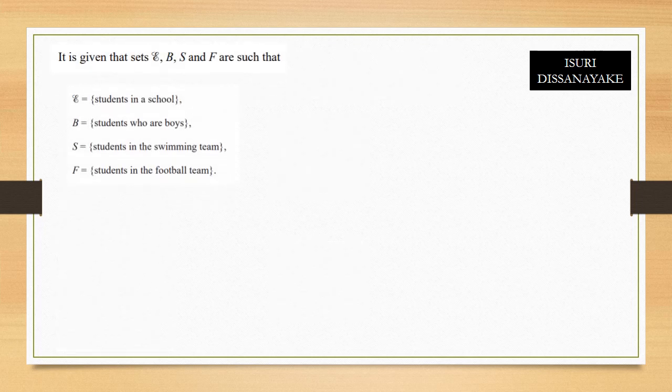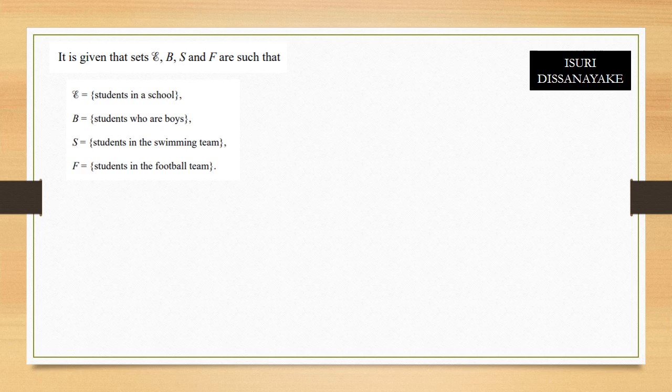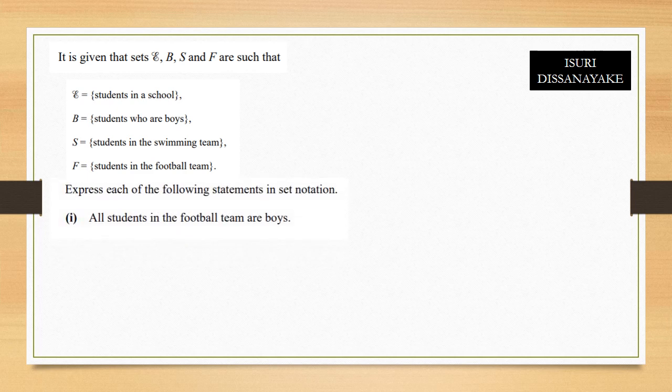Next one. So the next question: the universal set is students in a school. The set B, they are the boys. Set S, the swimming team. F, the football team. So the first question is to use set notation to say that all the football team are boys. So you try doing the question: all the students in the football team are boys. Think and write the relationship between B, that is boys, and the football team, that is F.